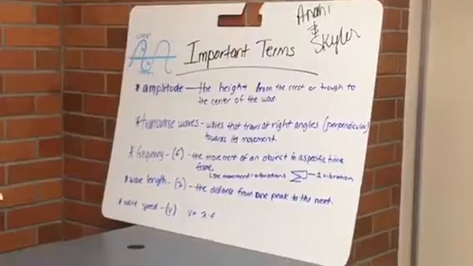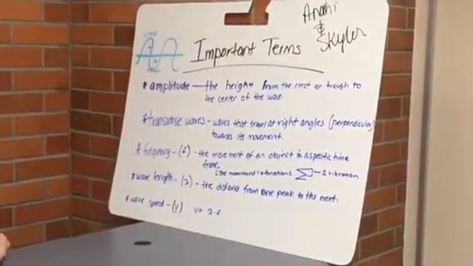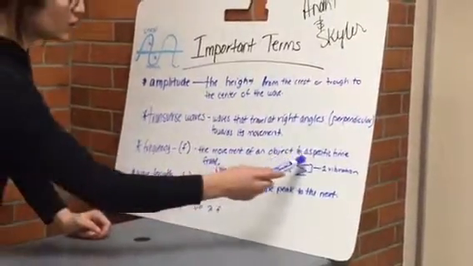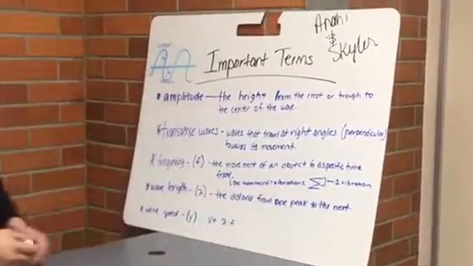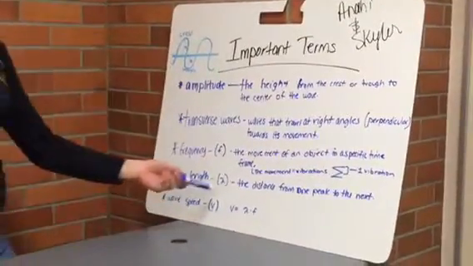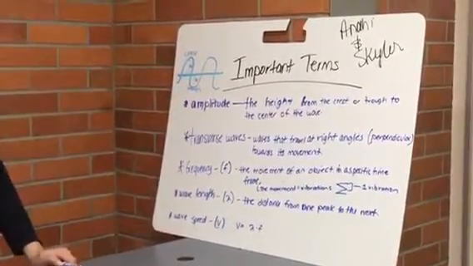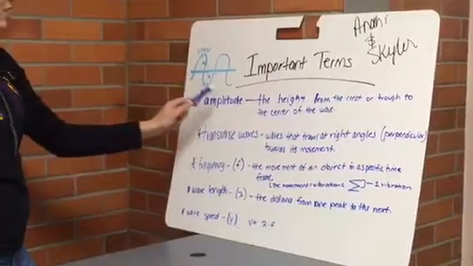The frequency, also denoted with the letter F, is the movement of an object in a specific time frame. The movement is also known as vibrations. If you grab a pencil and draw a squiggly line, from one end to the other is one vibration. The wavelength is also described by this variable. It is the distance from one peak to the next, so from one crest to the next crest or one trough to the next trough.